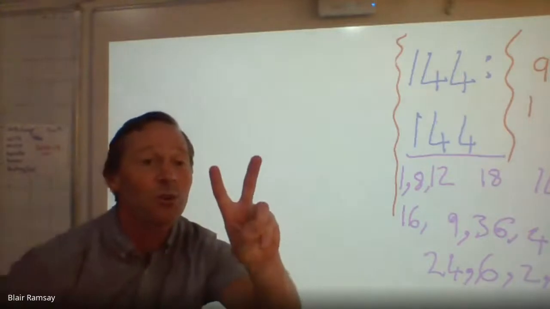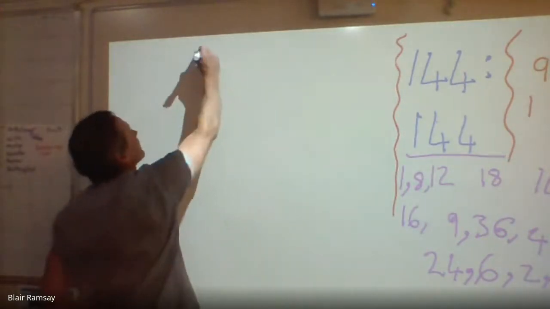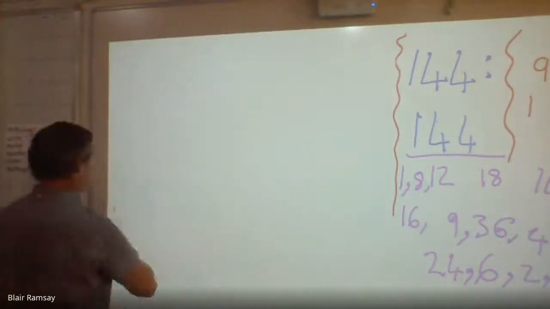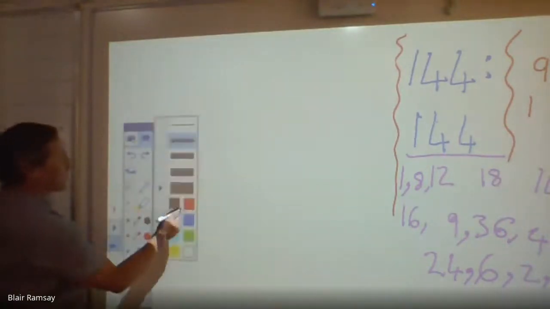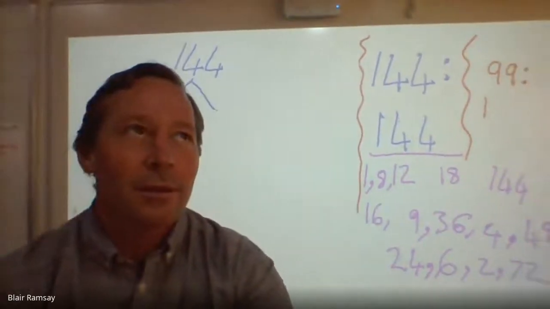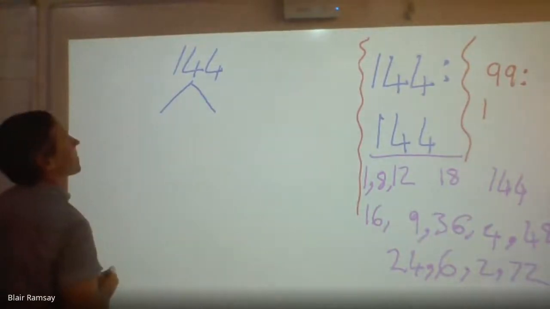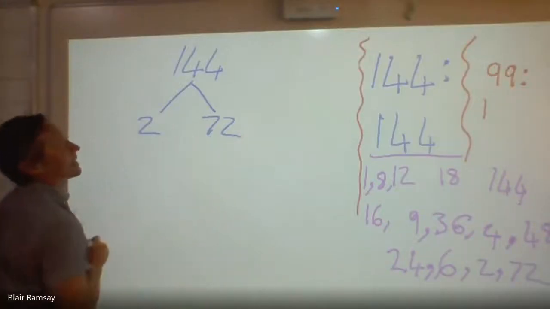144. I need two factors of 144 to start our factor tree. What are they? Okay, I tell you what, let's do it. You give me those factors then. What are they? 2 and 72. Okay, what would I do next?